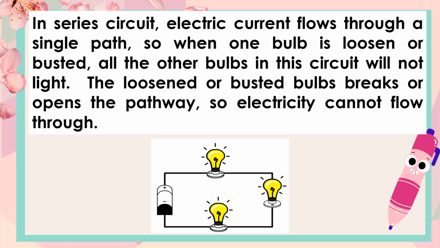In a series circuit, electric current flows through a single path. So when one bulb is loosened or busted, all the other bulbs in this circuit will not light. The loosened or busted bulb breaks or opens the pathway, so electricity cannot flow through it.